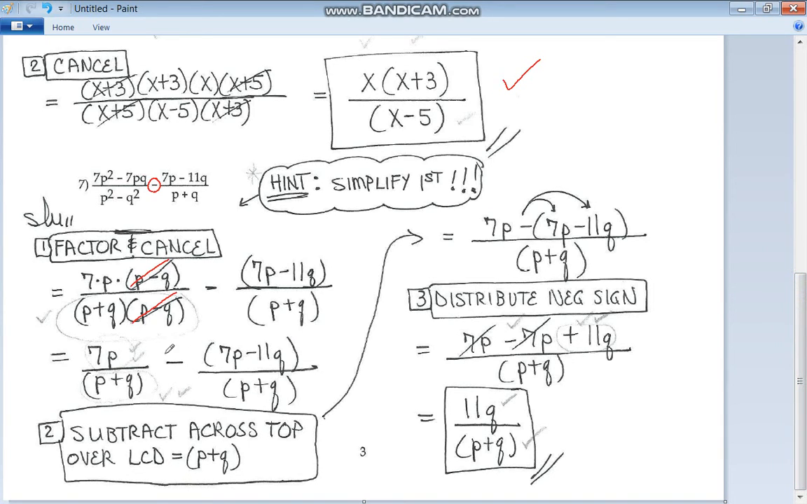The good news is now, look, each of our fractions have a common bottom, so we can do the subtraction across the top, but be careful, that minus sign has to be distributed across the second top in the parentheses. So we get 7p minus (7p minus 11q) over the common denominator p plus q. So when we distribute the negative sign, the 7p's cancel, and our final answer will be positive 11q over p plus q on the bottom.